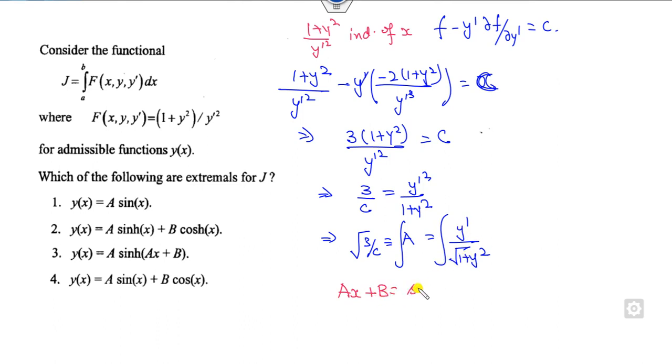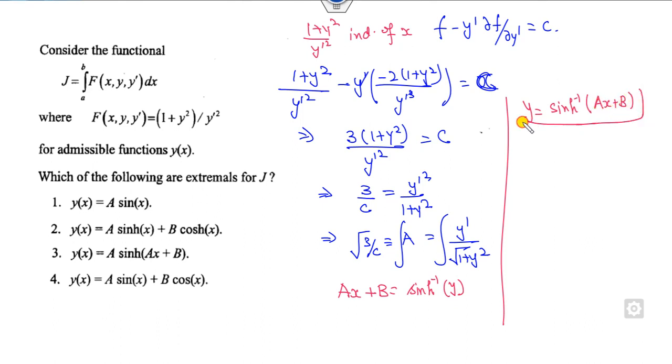What is the integration of this? That's the sine hyperbolic inverse of y. So what is the answer for y? y is sine hyperbolic of ax plus b. That's the right answer. You can see, because a is my constant, so you can write it here.